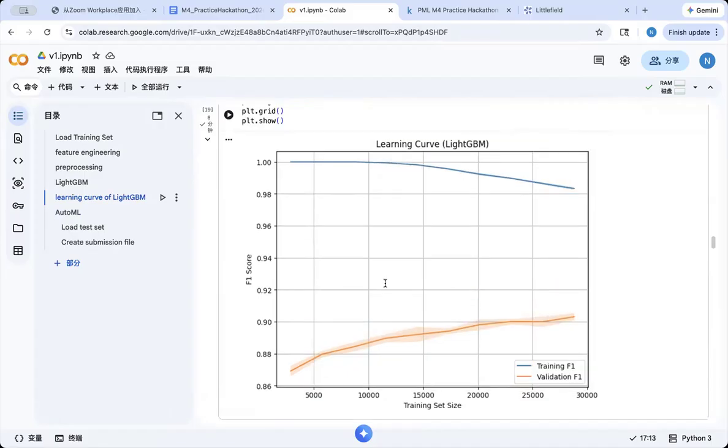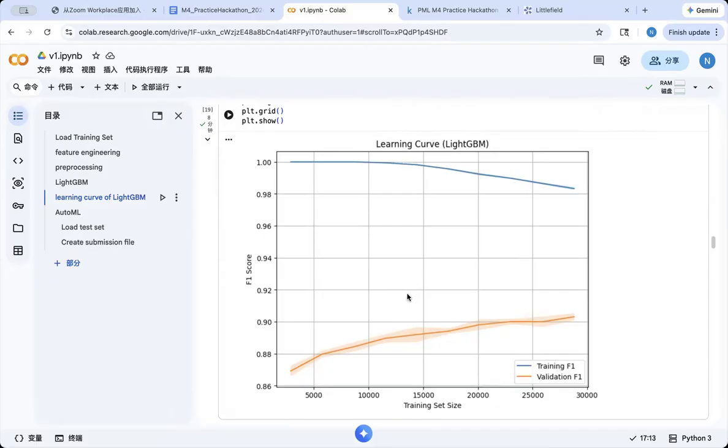And I also drew a learning curve. The learning curve shows a noticeable gap between training and validation F1 scores, indicating model overfitting. While the model fits the training data almost perfectly, the validation F1 is lower, but still steadily improving. This suggests that the model has not yet reached its performance limit.